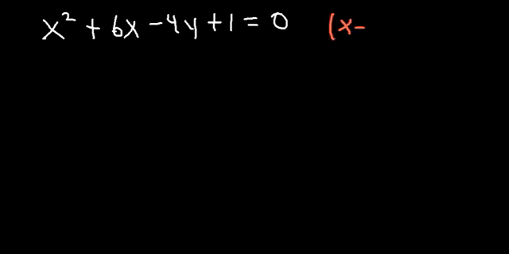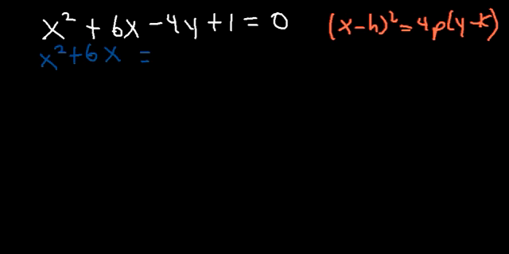Now for the last one, this is a parabola, and we want to put it in a form where it's like this: (x - h) squared is equal to 4p(y - k). So all the x's we want to move to the left side, and everything else let's move it to the right side. So x squared plus 6x is equal to negative 4y becomes positive 4y when you move it from left to right, and the positive 1 becomes negative 1.